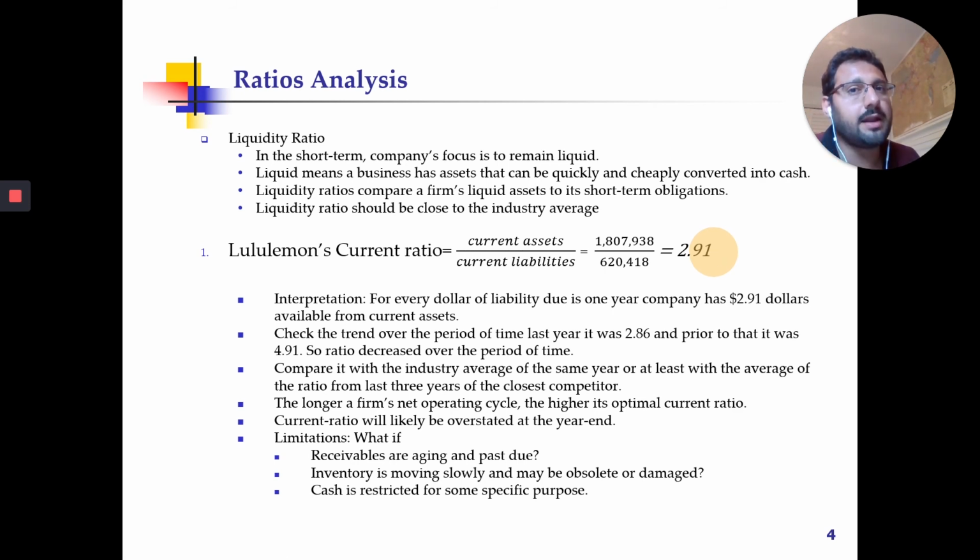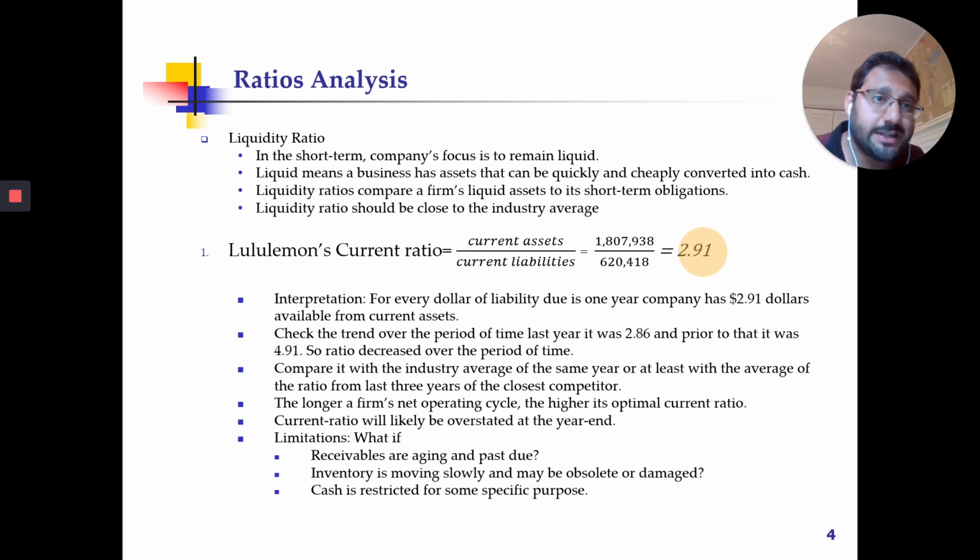Are you analyzing for your own company, or are you analyzing from the perspective of the supplier who is supplying the things, or giving short-term credit to the company? So the role is important. Over here, the interpretation is that for every single dollar of liability coming due within 1 year, so it's a current liability, the company has $2.91 available in the shape of current assets. Seems like the situation is pretty much in control.